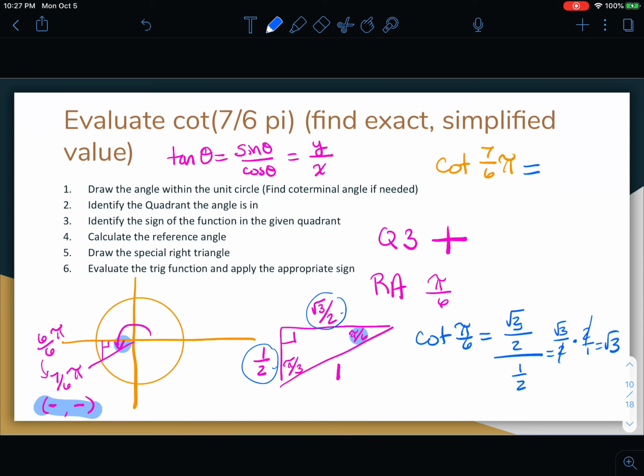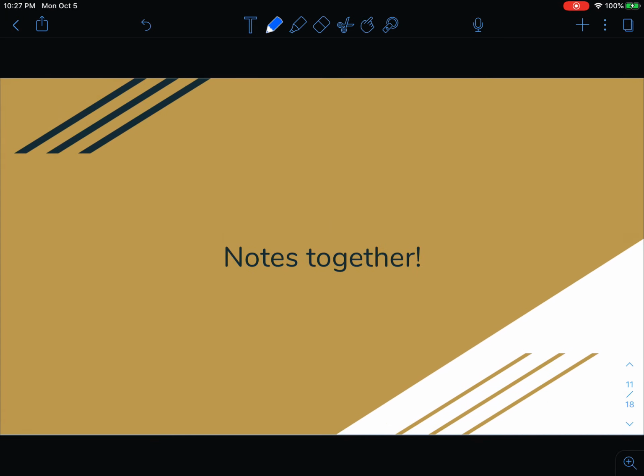Now, we really wanted cotangent of 7/6 pi. It's this same ratio with the sign applied. So in this case, it's exactly that same value. Remember, this is cyclical. You will have a lot of repeating values around that unit circle.